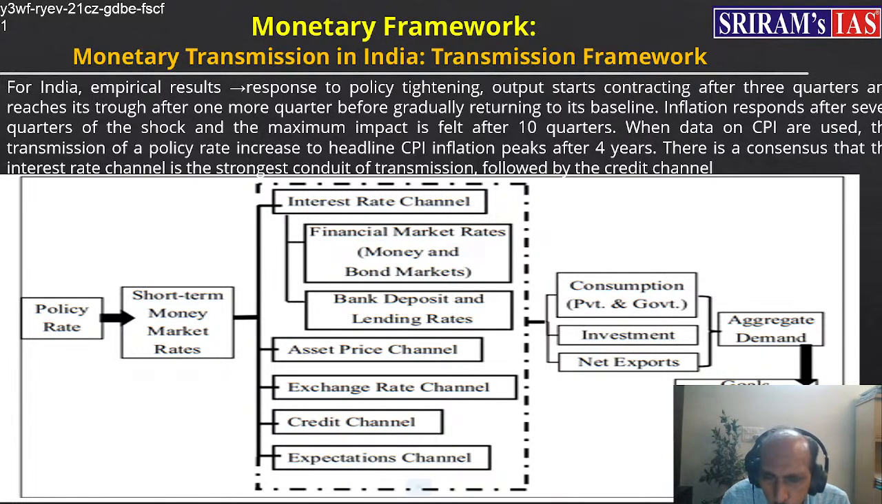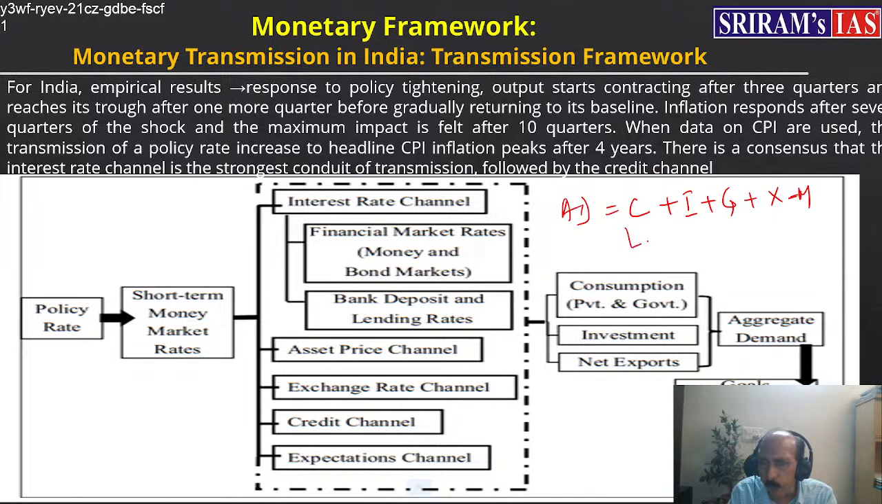They may postpone their program for the future if they see that interest rate is consistently rising. The business class may postpone their plan for investment, and once these channels become active, their combined effect will be on the consumption demand, investment demand, and the net exports. Because we know that the aggregate demand in any economy is the sum of the consumption demand, private investment demand, government expenditure, and the net exports, X minus M. X is exports, M is imports.